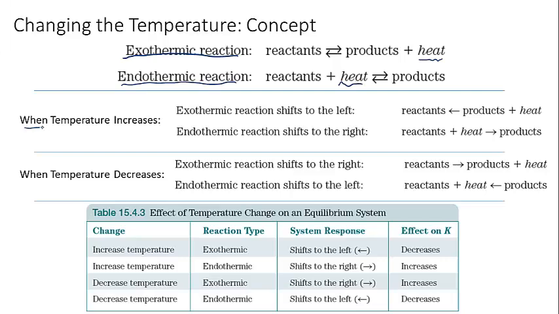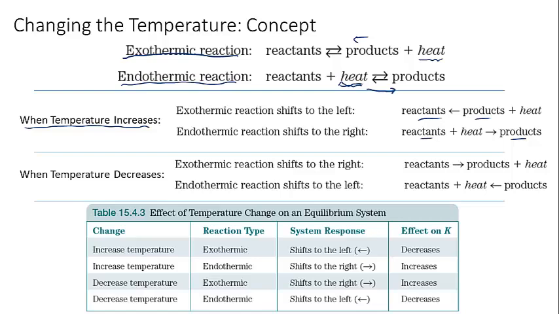So when temperature increases, it's conceptually like adding heat. And so if you were to add heat, the exothermic reaction would shift to the left, and therefore you would make more reactants at the expense of products. If the temperature increases and it's an endothermic reaction, it's like you're adding heat to an endothermic reaction, so the reaction would shift to the right. And so you'd make more products at the expense of reactants.